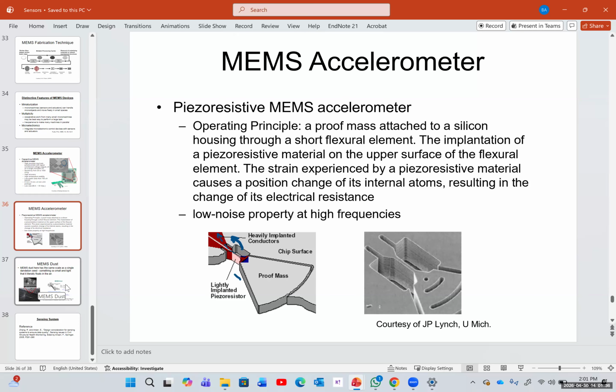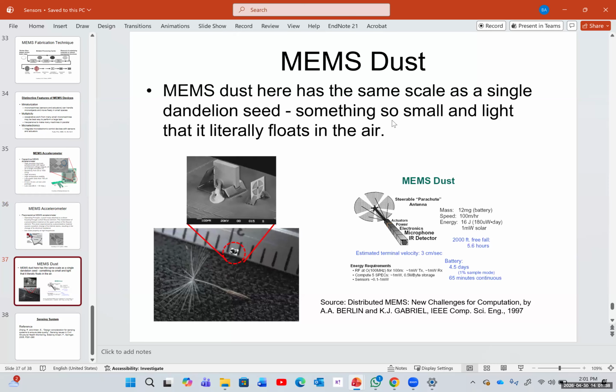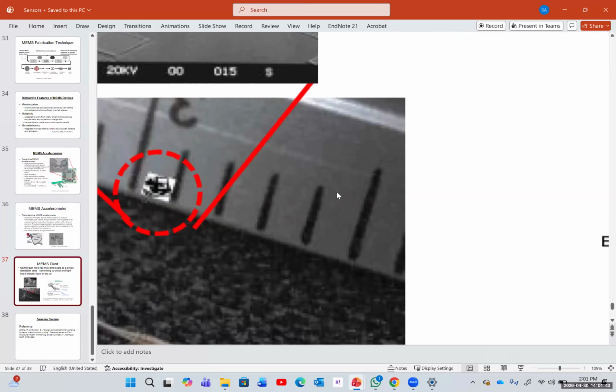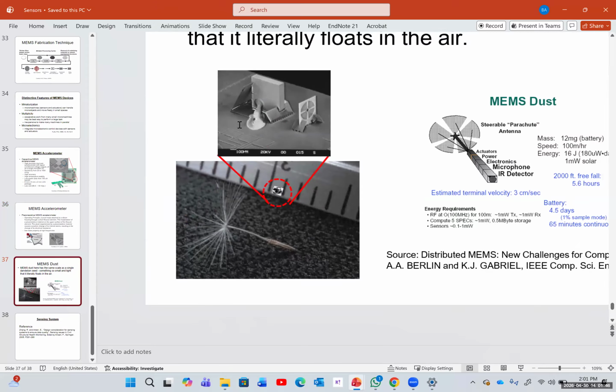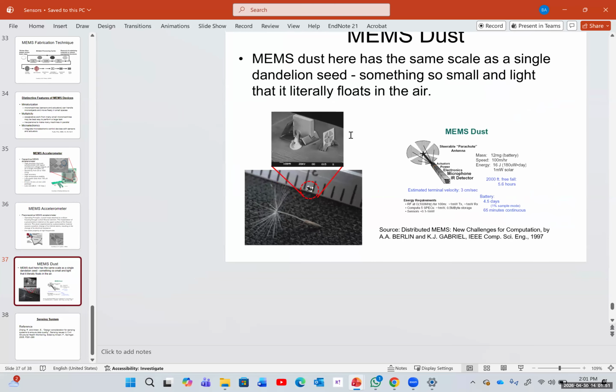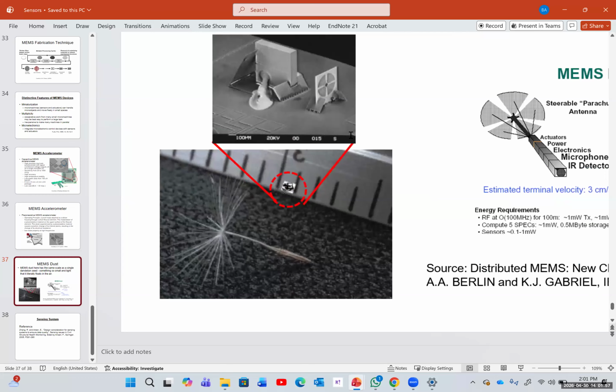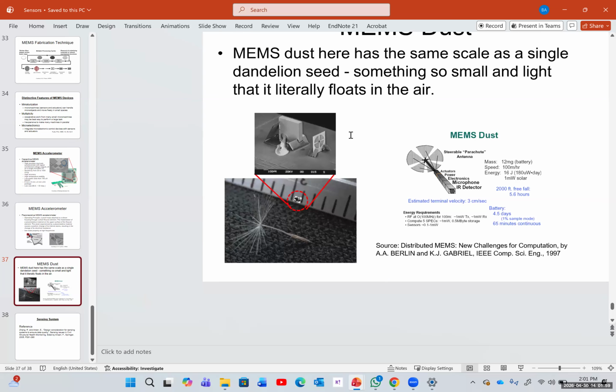Now, this is a very interesting picture that we have. This is a comparison of the size of one of these, zoomed here, compared to a dandelion. And you can see how small it is. It's so small that it's literally like dust. Wind would take it away. It's going to float in air. It's that small, and it's inside an IC.